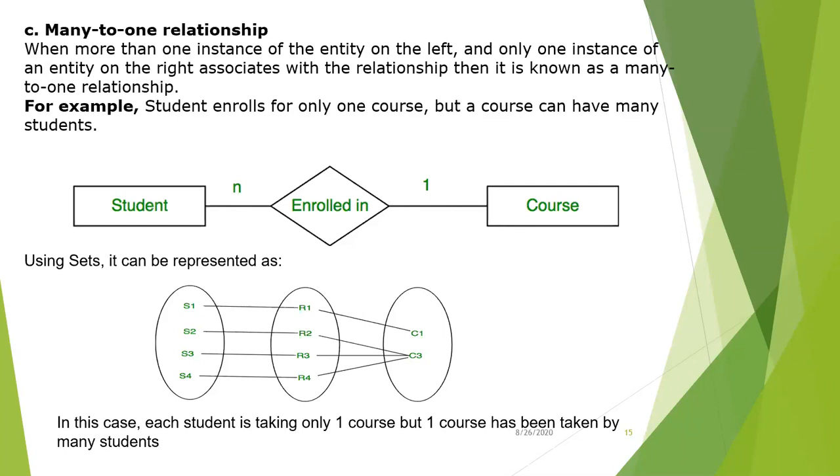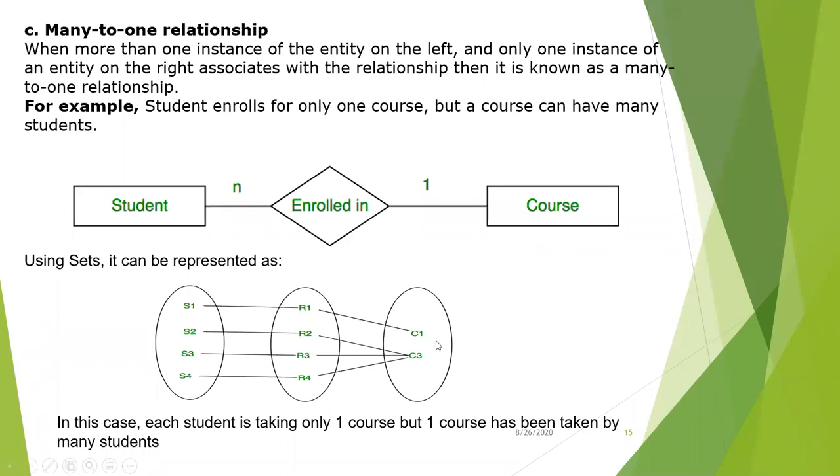So a number of students are interested to enroll in the data science course. Here the number of students is many, more than one student. Enrolled is a relationship, and here there is only one course, so here only one instance. There is only one instance on the right side. So now we can express this as a many to one relationship.